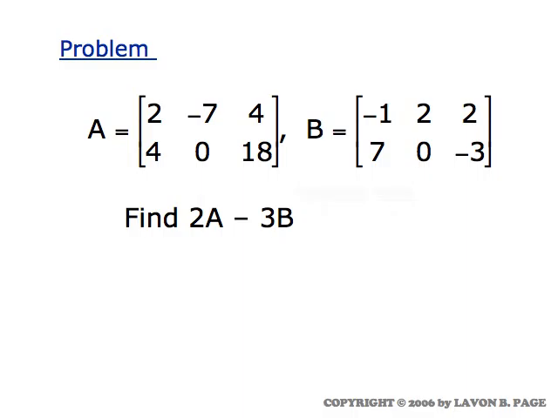Let's do this problem, which involves a couple of operations. We have two matrices A and B. Each of them has 2 rows and 3 columns. And we're asked to determine the expression 2 times A minus 3 times B. So we're going to multiply each of these matrices times a number and then combine them in that manner.